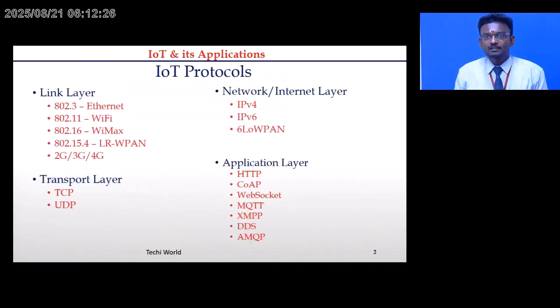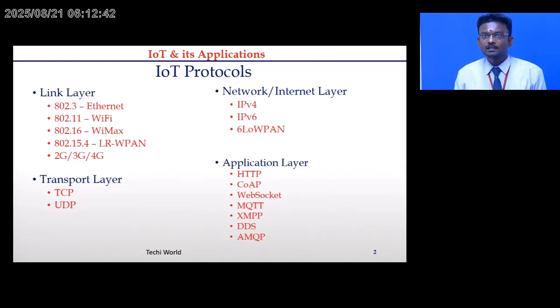In IoT there are four layers in total: link layer, network or internet layer, transport layer, and application layer. For each layer, a number of protocols are available to deal with that particular layer.